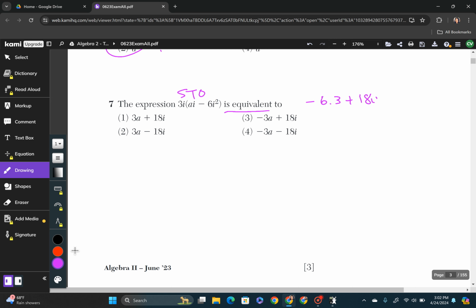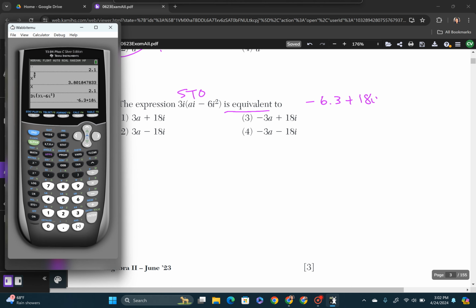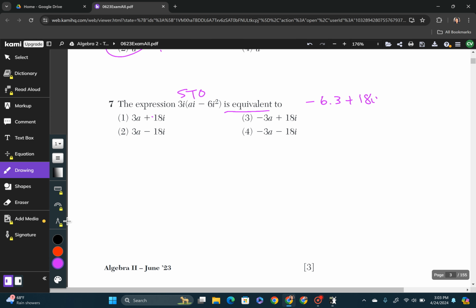Negative 6.3 plus 18i. Do you see what I'm doing? Right? I'm writing it down so that way I get my answer correct. And so now I plug in each of the other ones. So I have 3, instead of a, I put x plus 18i. Let's see if that gives me the same thing. Nope, that gives me positive 6.3. I don't want that. So this is not it.